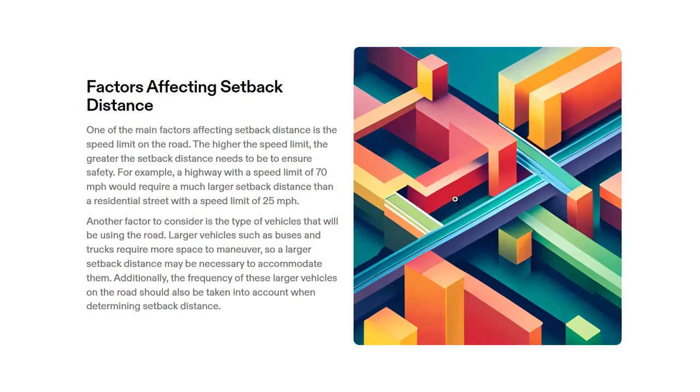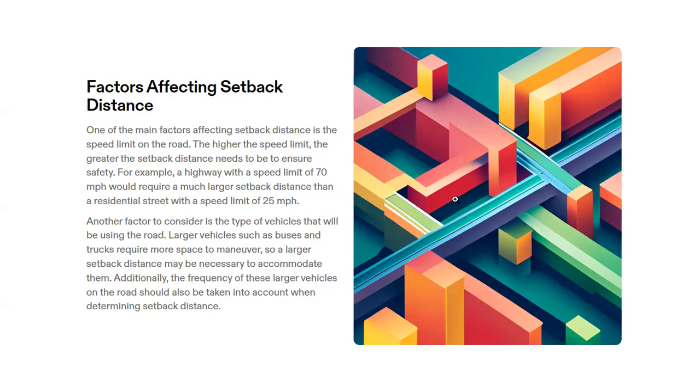We can see here, when we are traveling on roads, the signs showing 25 km per hour in areas with many people. These are the factors affecting setback distance, and road safety is also involved here.